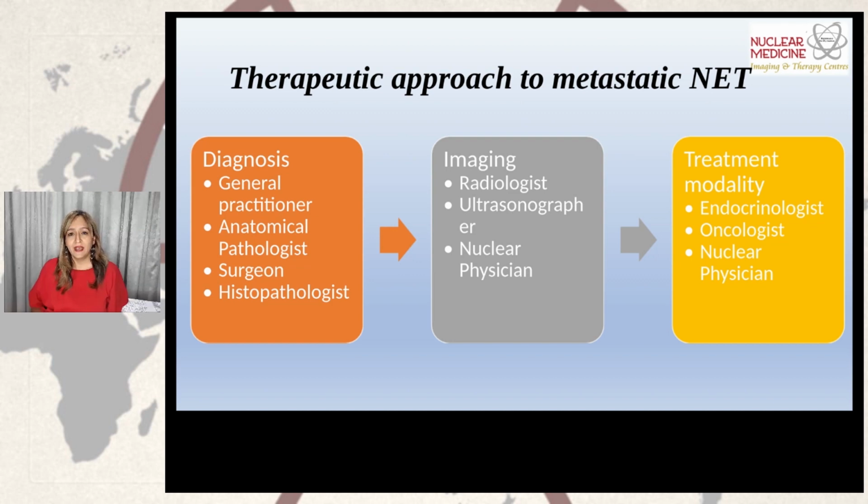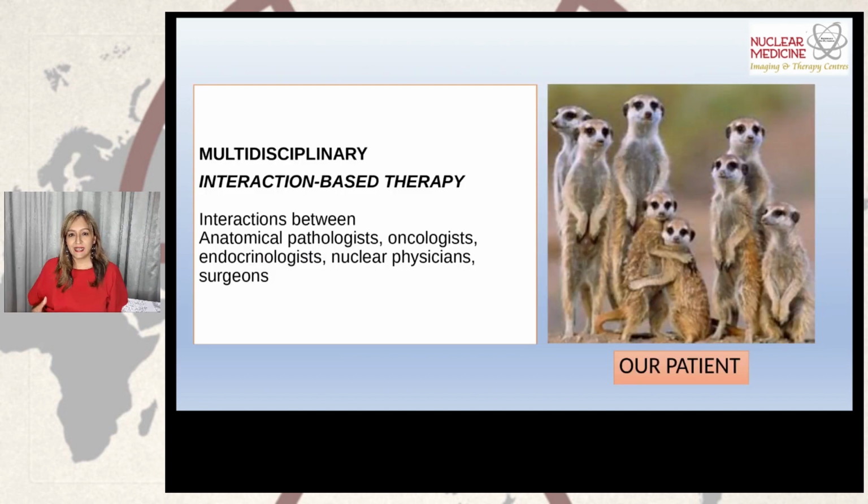On the next slide, you'll be able to see that this is actually a multidisciplinary interaction-based treatment. There's interactions between the pathologist, the oncologist, endocrinologists, nuclear physicians, as well as the surgeons. So in the case of neuroendocrine tumors, it becomes our patient.